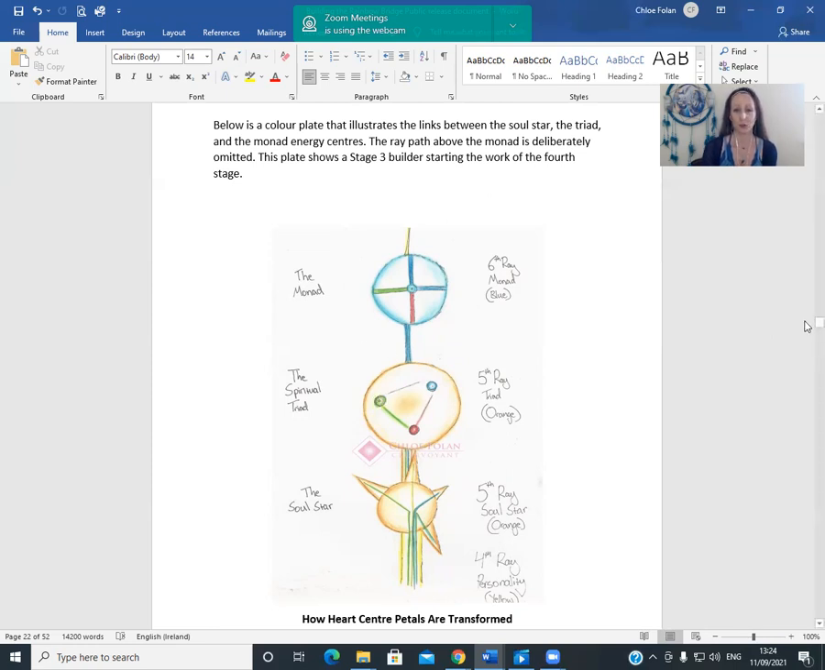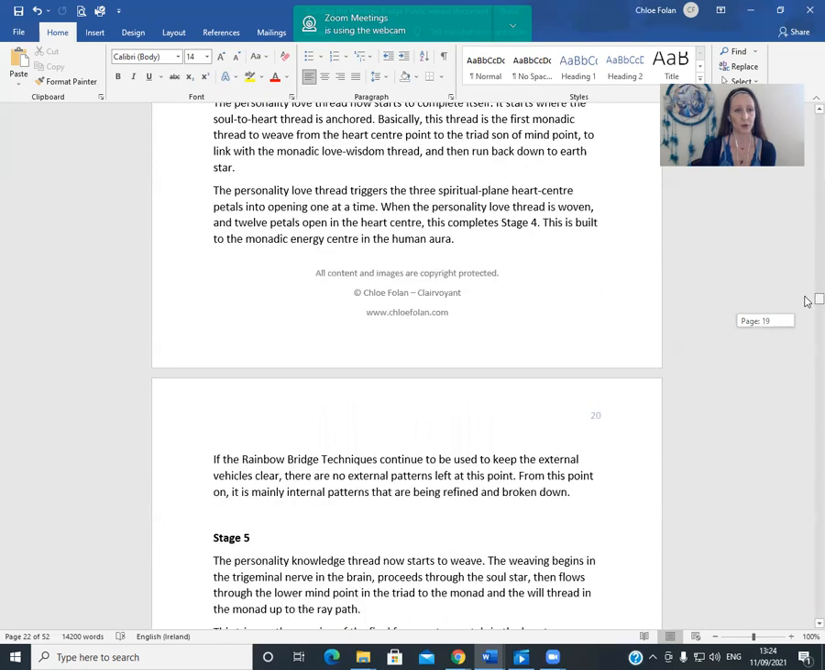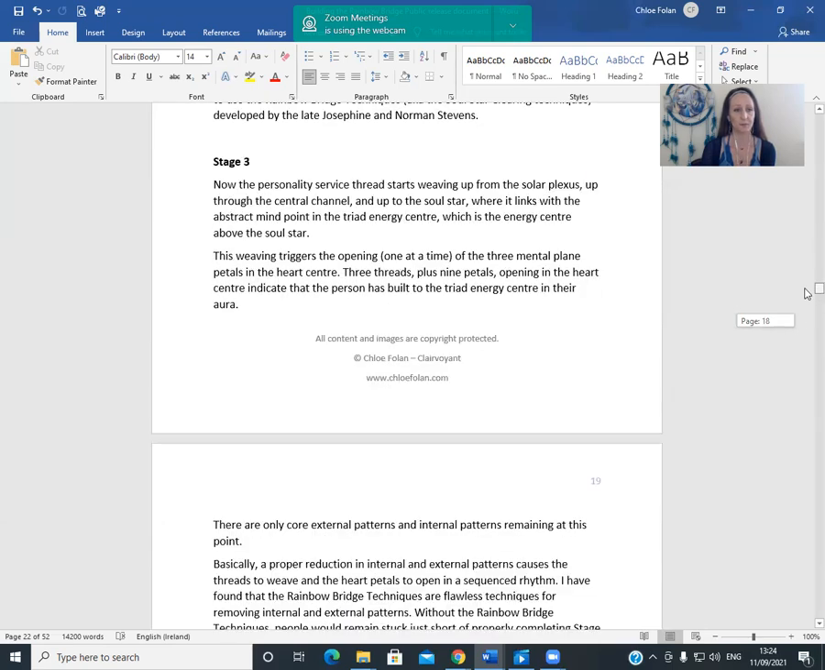I just want to go back to my notes and see if there's anything else I wanted to point out about stage 3.